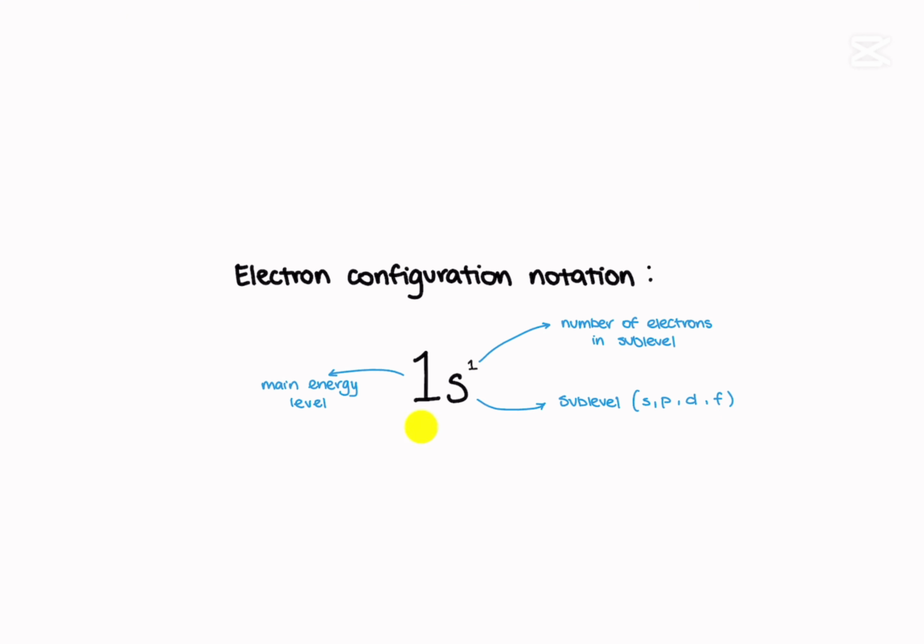So this is the electron configuration notation, with the number in front being the main energy level. The letter next to it is the sublevel, which can be S, P, D, or F. And this little number on top, the superscript, shows the number of electrons within that sublevel.